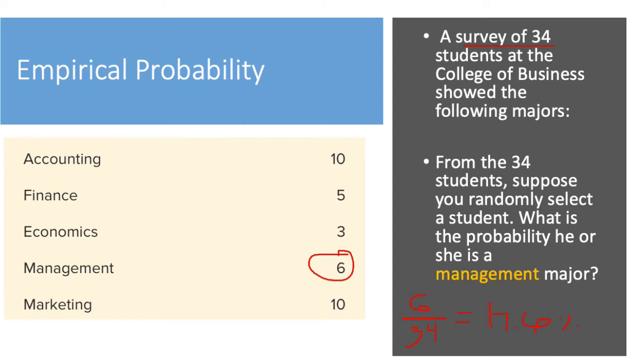Now, how is this empirical? Well, what if we were able to gather more data and we were able to, say, gather 100 students' information? What would happen in that case is this array would change, and therefore we may get additional information that might allow us to more accurately predict what percentage of students are management majors versus just selecting these 34.